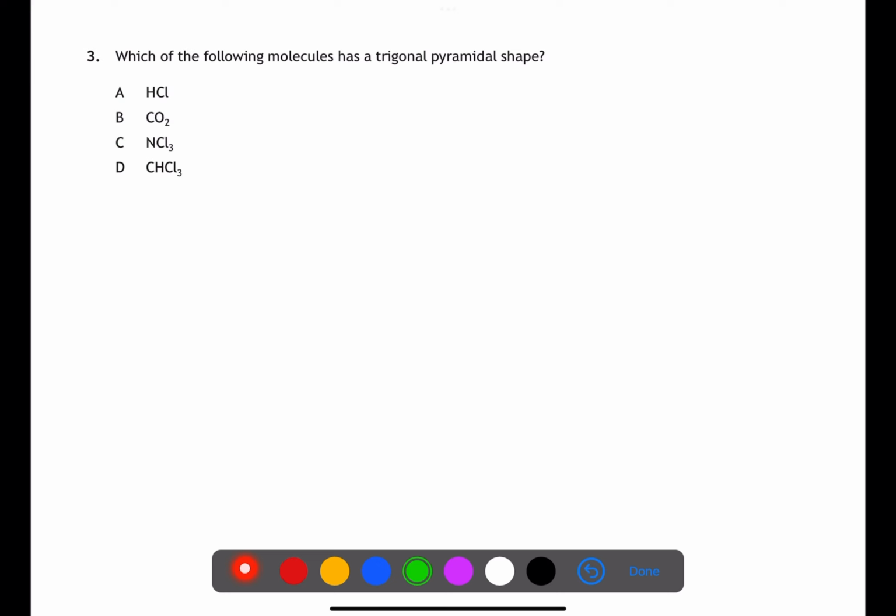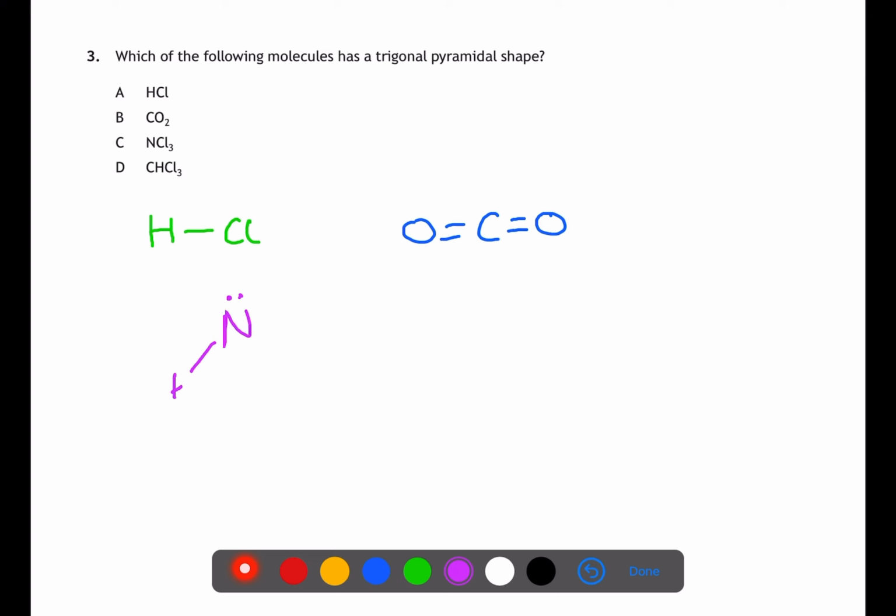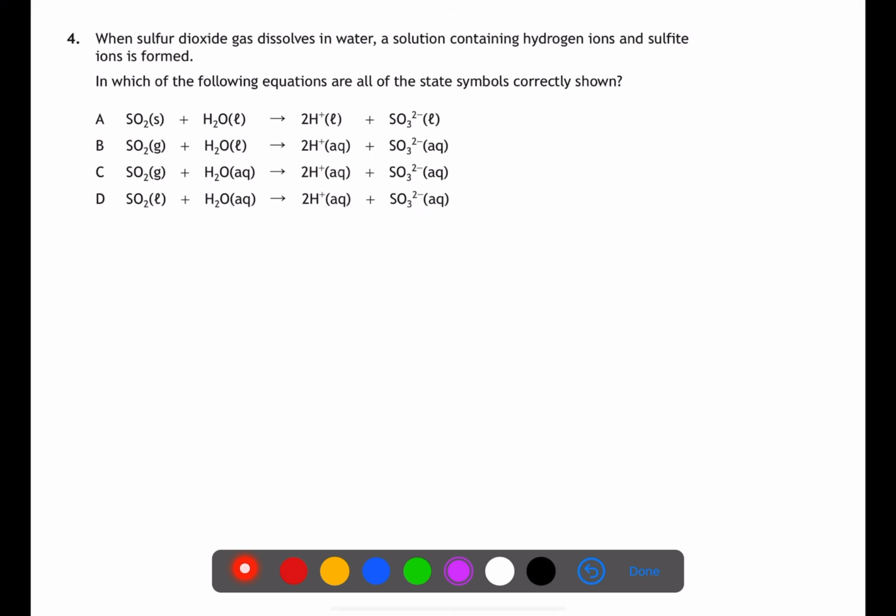Question 3 is about the shape of these molecules. Let's sketch out the shape for each of them. HCl only contains 2 atoms, so we'll have a linear shape. Carbon dioxide, whilst containing 3 atoms, is also linear due to the 2 double bonds. Nitrogen trichloride will have a trigonal pyramidal shape rather than trigonal planar. This is because of the lone pair on the nitrogen. CHCl3 will have a tetrahedral shape. This is because carbon forms 4 bonds, and here we have them arranged tetrahedrally around the carbon. Therefore, C is the answer.